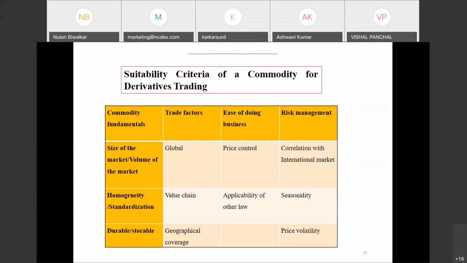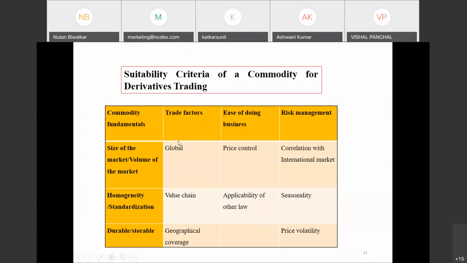Now we come to the suitability criteria of a commodity for derivatives trading. Now one can say any commodity can be traded on the exchange. No, the commodity should possess definite features. Those commodities can trade on this futures platform.